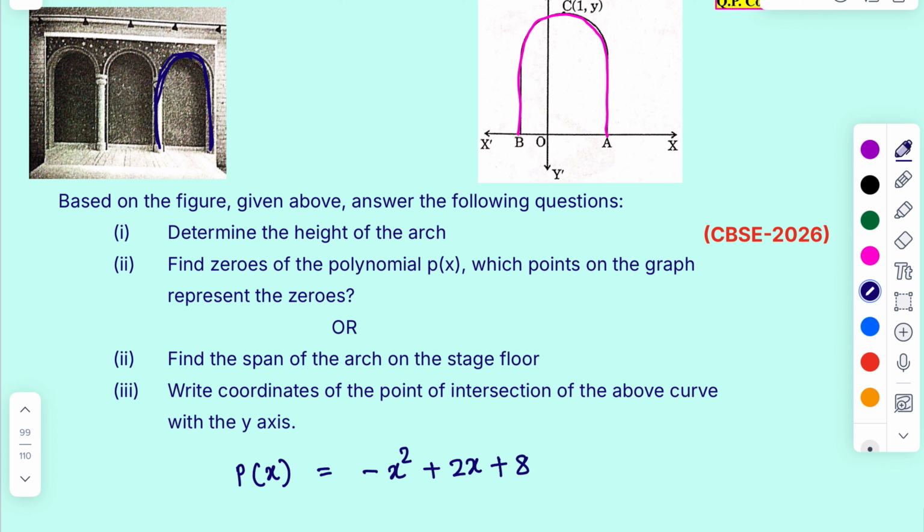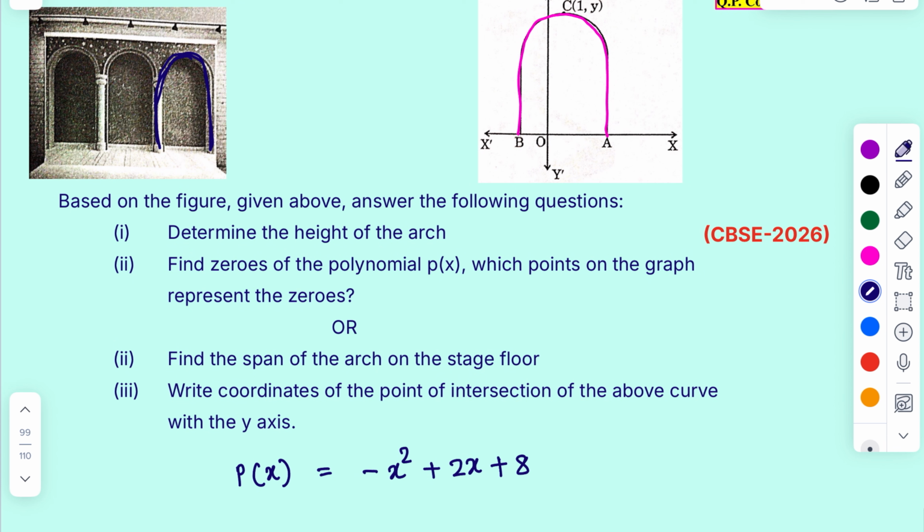P of x is given as this, which is actually equal to y. If you put p of 1, it will give you y. That will be equal to minus 1 whole square plus 2 into 1 plus 8. So this will be equal to minus 1 plus 2 plus 8, that is equal to 9, and the unit is feet. It is given everything in feet.